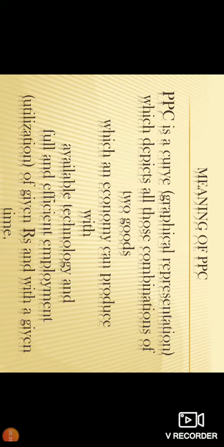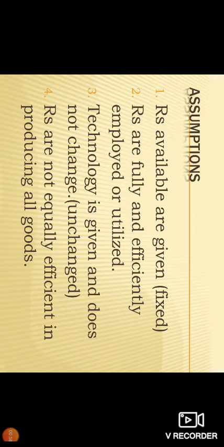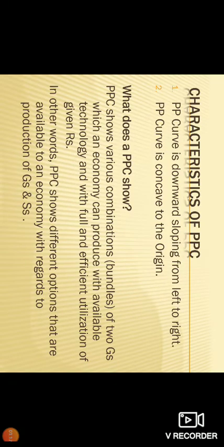Therefore, the meaning is: the production possibility curve is a curve that depicts the various combinations of two goods which an economy can produce with available resources, with full and efficient utilization of resources, during a specific period of time. Every resource is capable of producing different goods. The assumptions are that resources are fixed and fully, efficiently employed. Technology is constant, unchanged, and the resources are not equally efficient in producing all the goods.